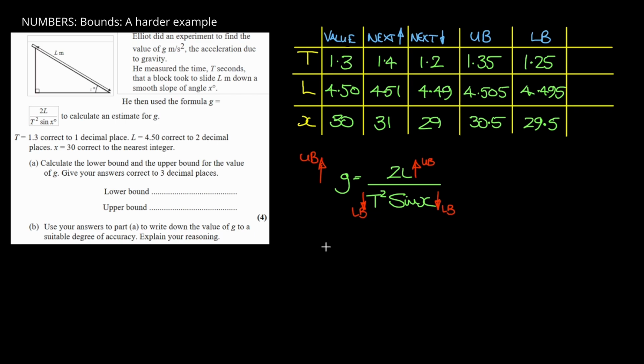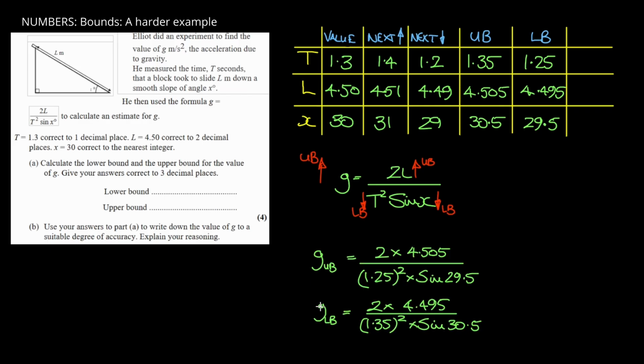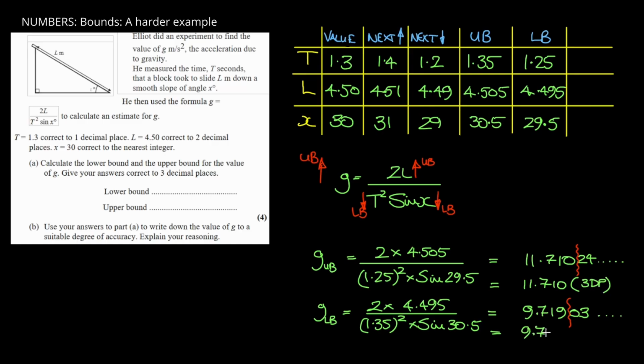The rest is really just arithmetic. So I've written out both the upper and lower bounds of g using the numbers from our table up here. Calculating these two, we will get our two results for g, but we've been asked to give this to 3 decimal places, which means the cutoff will be here and here. So my two results are 11.710, that's to 3 d.p., and 9.719, and that's also to 3 d.p. And those are the two answers for part A.